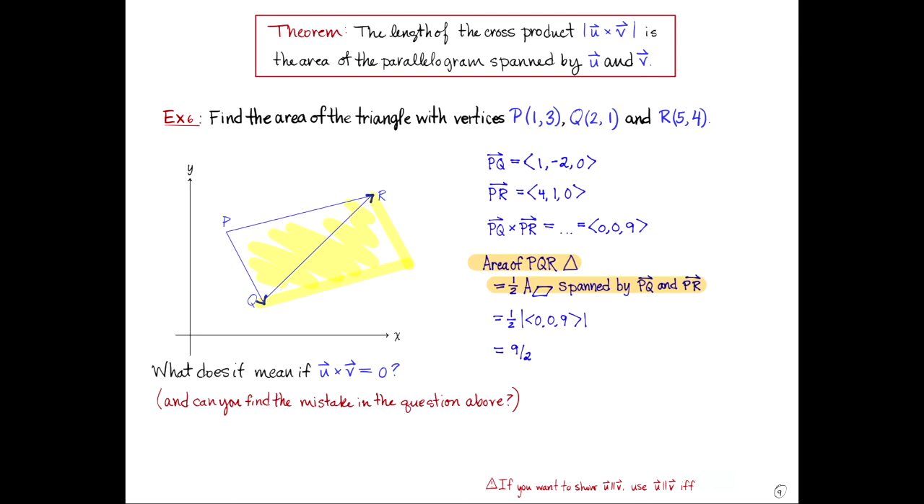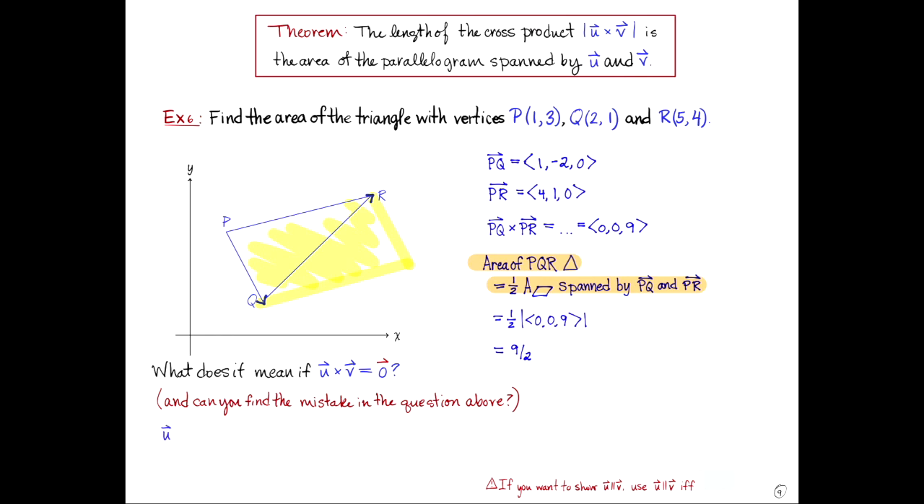Thinking about this geometrically though, what does that mean if U cross V is equal to 0? And by the way, did you catch the mistake in the question above yet? The cross product between 2 vectors, in this case U and V, returns another vector. So even if U cross V is equal to 0, it's equal to the vector 0, not the scalar 0.